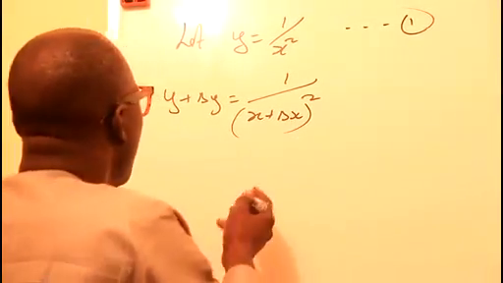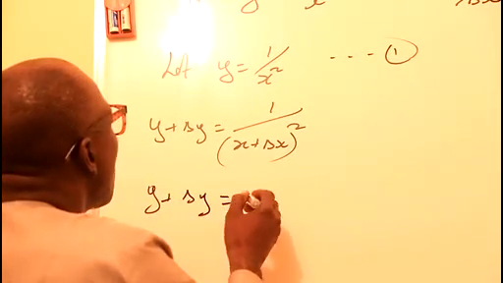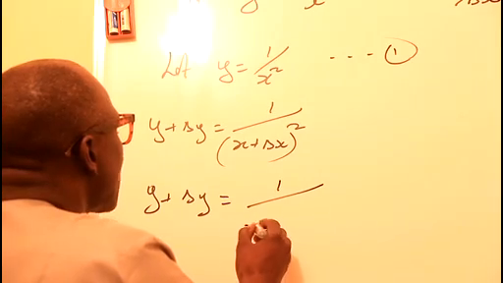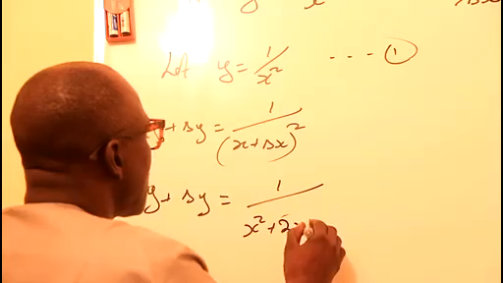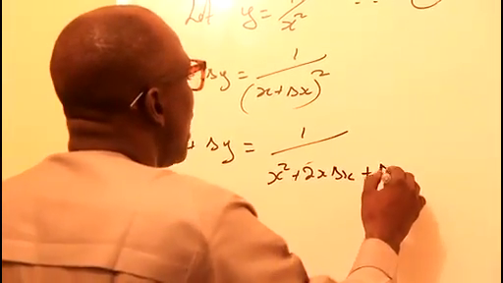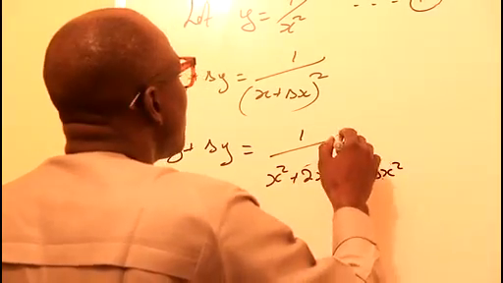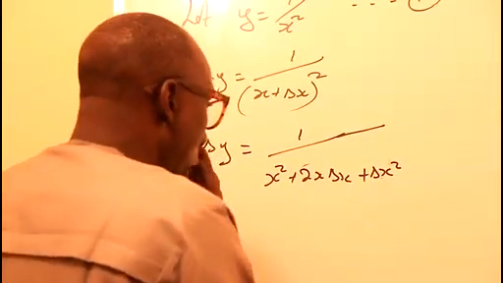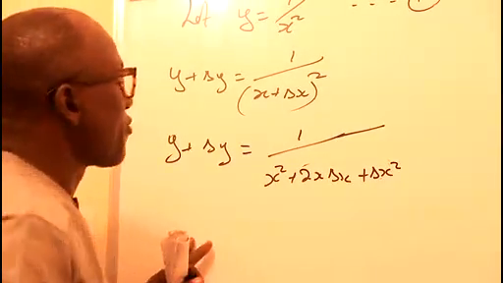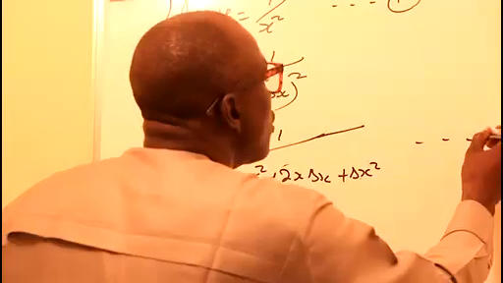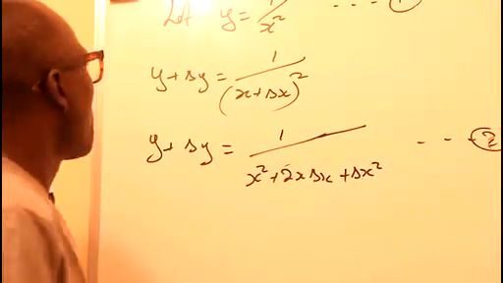If I simplify this, that will give me y plus change in y being equal to 1 over x squared plus 2x change in x plus (change in x) all squared. Now from here, since you cannot simplify further, you can call this equation 2. Then in subtracting equation 1 from 2, see what happens.